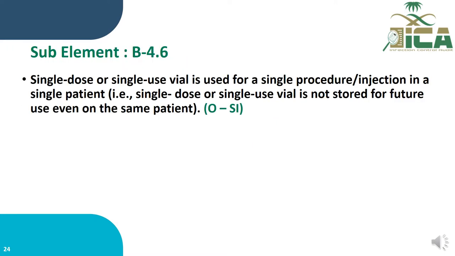Sub-element B4.6: a single dose or single use vial is used for a single procedure or injection in a single patient. A single dose or single use vial is not stored for future use, even on the same patient. For this sub-element, we need observation and staff interview so we can audit and evaluate it.